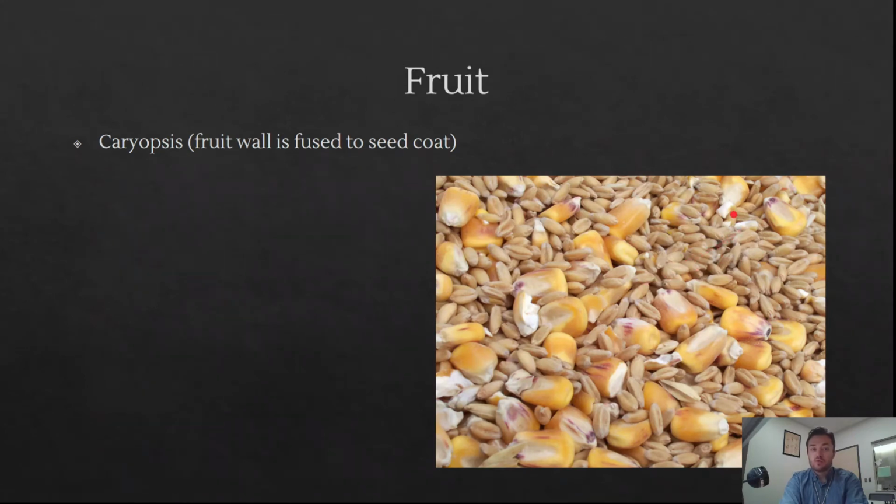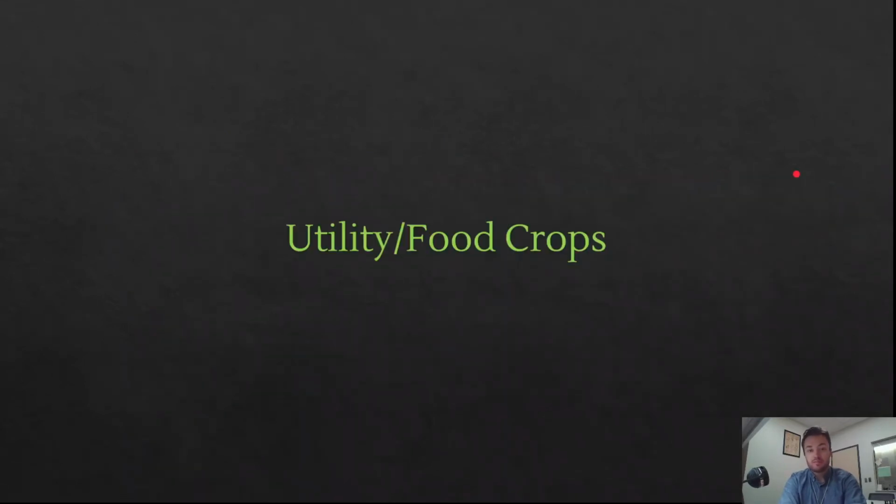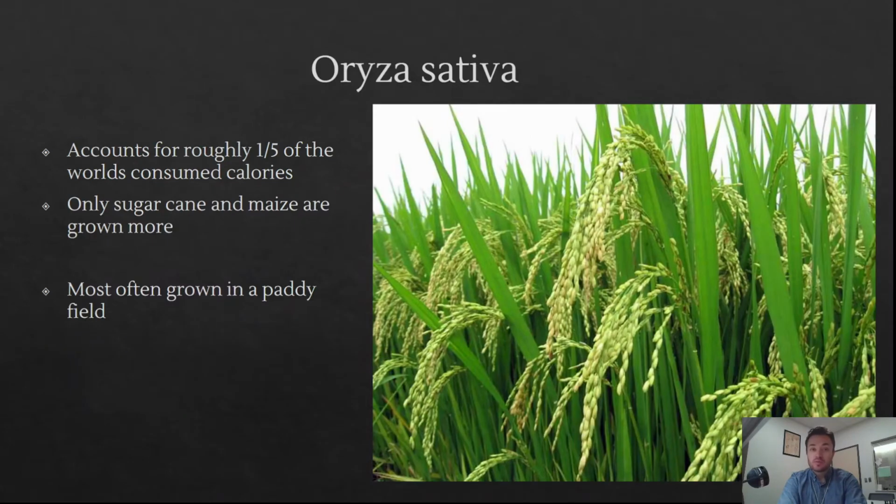But always the fruit is what's called a caryopsis. A caryopsis is another word for a grain. So grains belong to this family. There's a big category of these that are grown as food crops. Oryza sativa being one of the most popular in the world. About a fifth of all calories consumed in the world comes from rice, Oryza sativa.